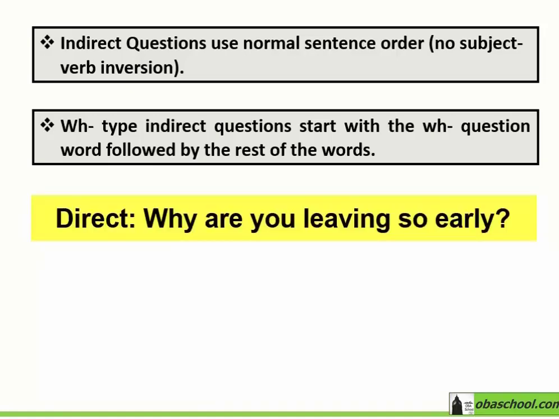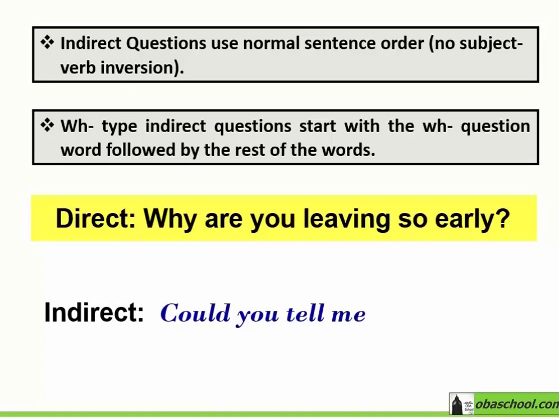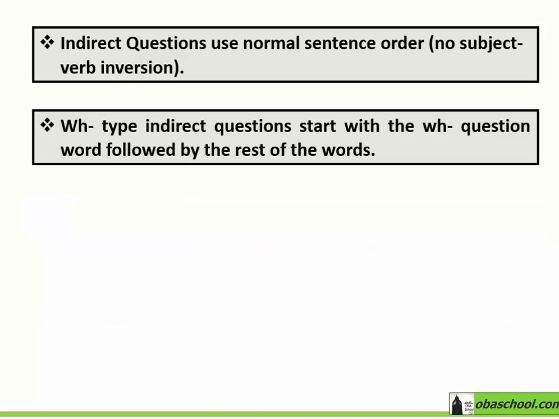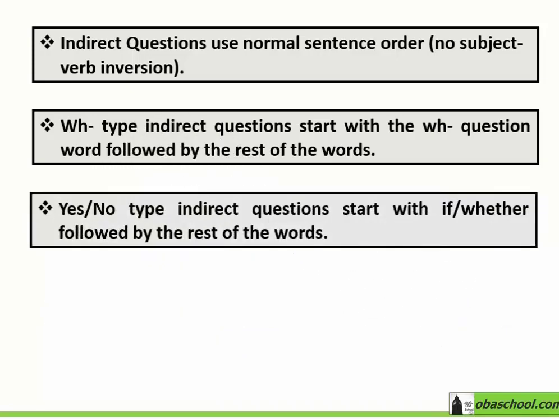If we take the direct question, why are you leaving so early? Let's start with, could you tell me, as an indirect question. Then we write the WH question word. In this case, it is why. Could you tell me why? Then we find the subject, which is you in this case, and we write it after the why. Could you tell me why you? Then we find the verb, which is are leaving in this case, and we write it after the subject you. Finally, we write the rest of the words, so early. Could you tell me why you are leaving so early? And we put the question mark.